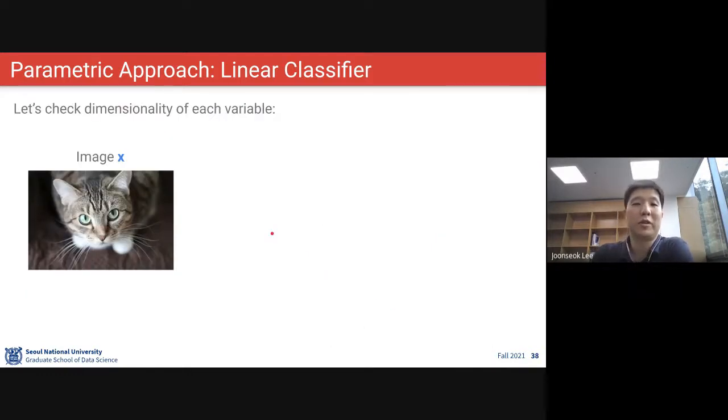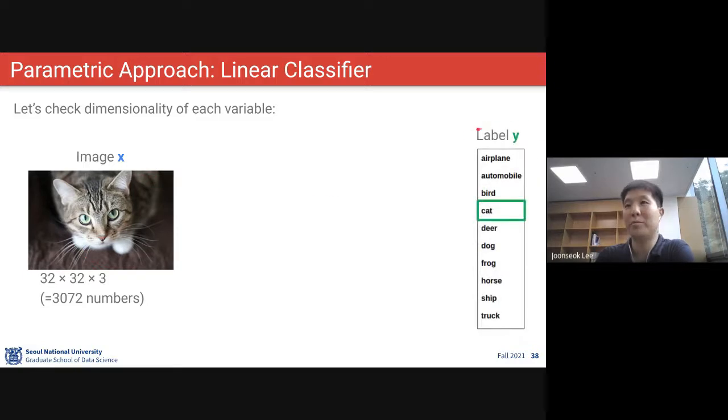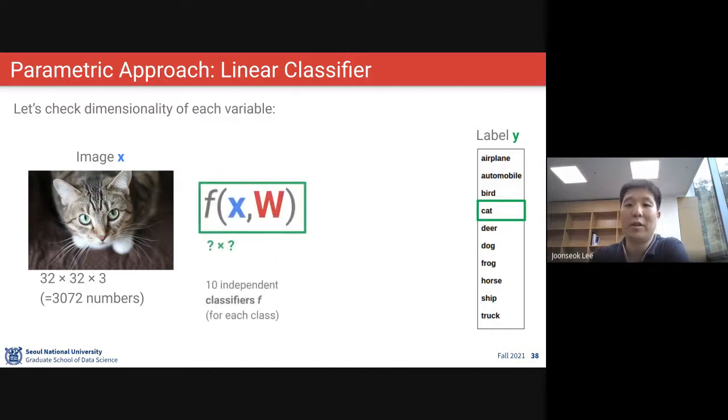So here, let's check the dimensionality of each variable. Suppose this image is of size 32 by 32 by 3, not 600 by 800, but a much smaller image now, 32 by 32 by 3, which is 3072 numbers. That's the input size. And the output size is, because we have 10 classes, we would like to output 10 scores, and each of them corresponds to each class. Then what is the output size? Our function f takes the input image x and the weights W, and outputs these scores. So what should be the output size?